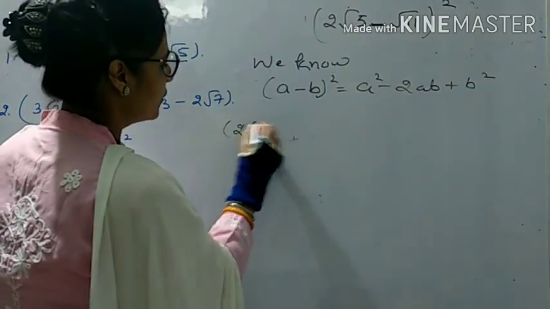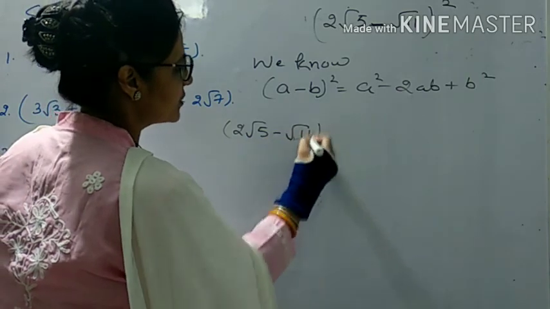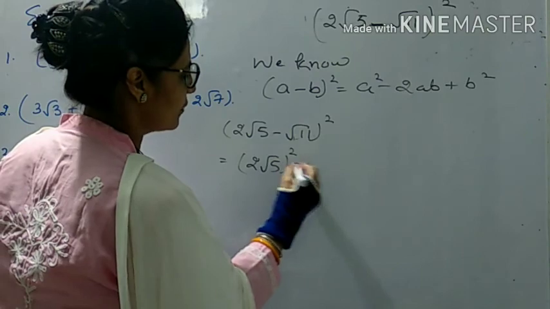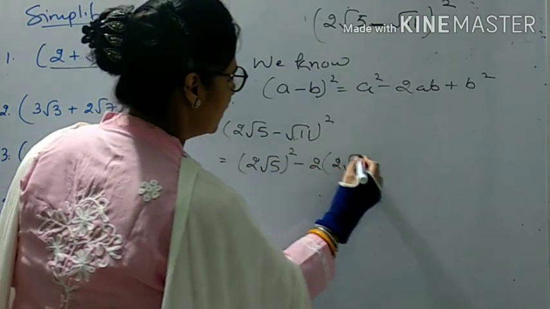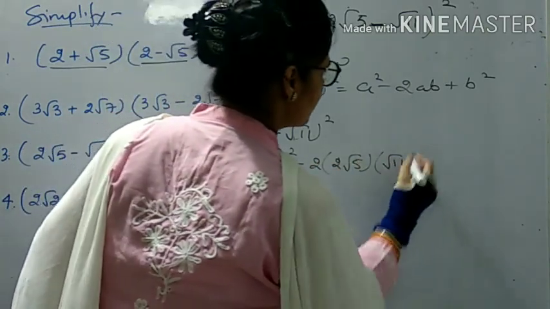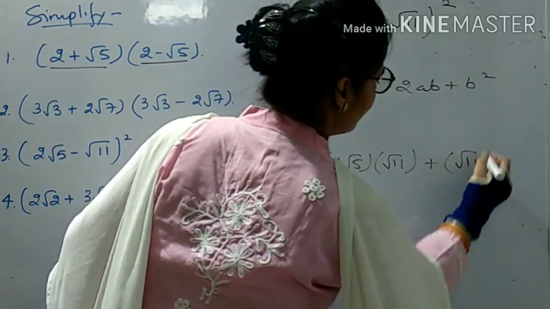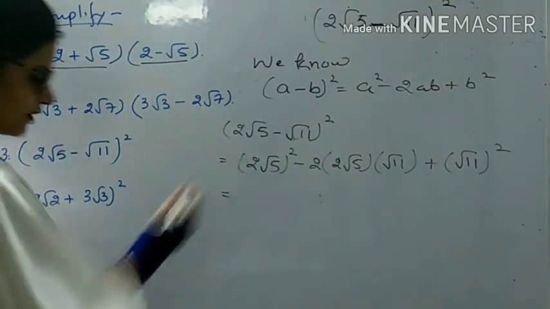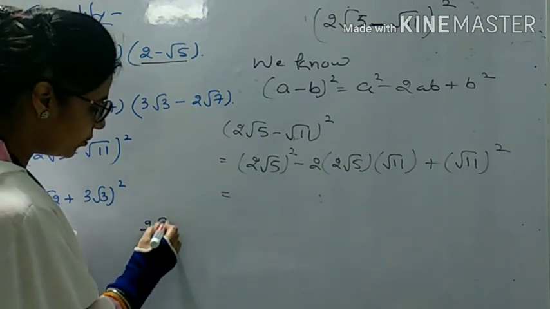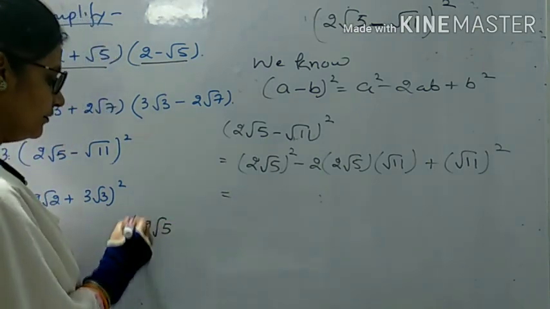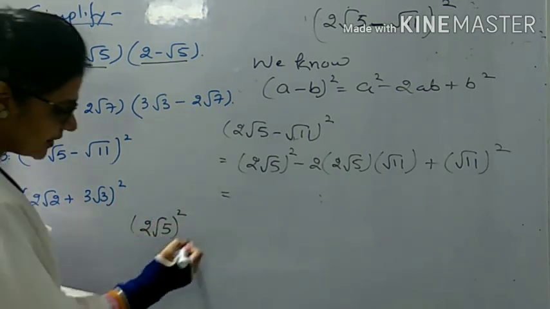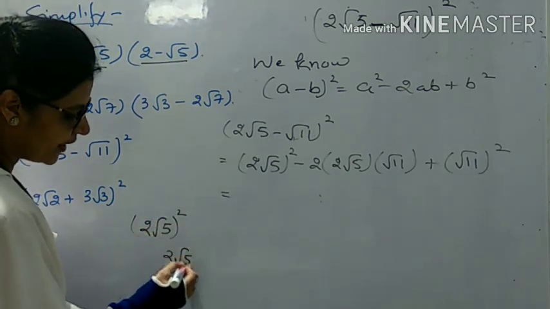So therefore, what will be 2 root 5 minus root 11 whole square? It will be 2 root 5 whole square minus 2 into 2 root 5 into root 11 plus root 11 whole square. So what we will get? 2 root 5 whole square. Now when you are writing 2 root 5, you have to put the bracket properly. Normally students are writing 2 root 5 square.